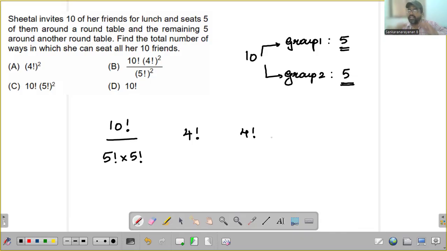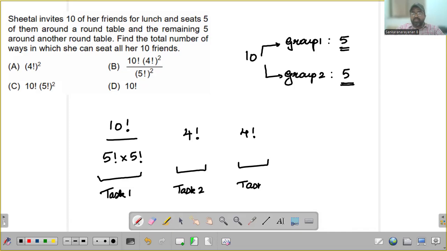So the total work you are doing is this. The first task is to segregate them into two groups. Task 1 can be completed in 10 factorial by 5 factorial into 5 factorial. Now you take care of the first group and arrange those 5 people around the table. That is task number 2. In the same way, for the next group, task number 3, you arrange those 5 people around the table. Got it? So you have 3 tasks here.